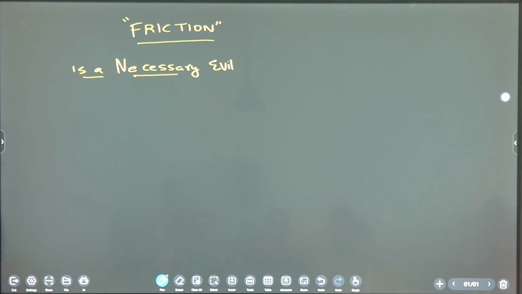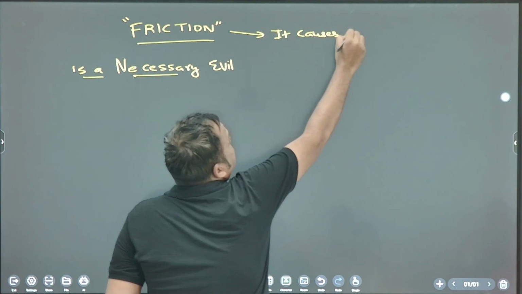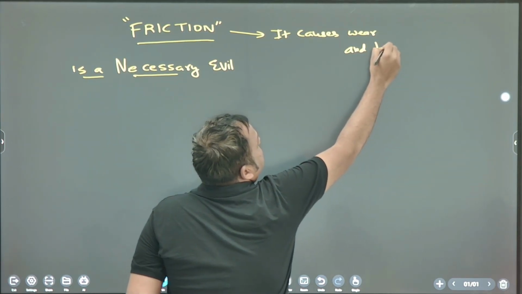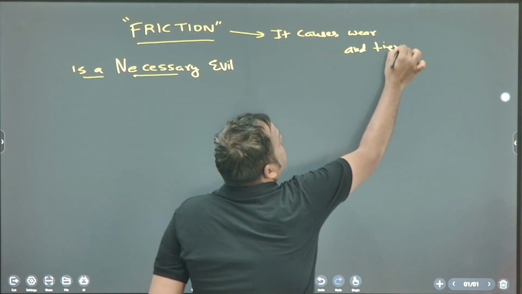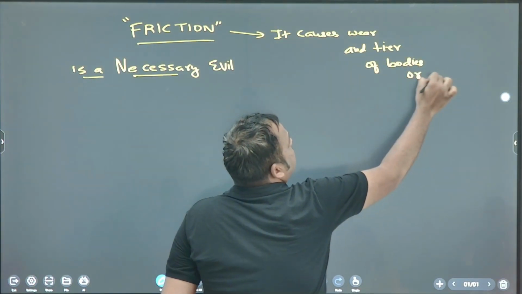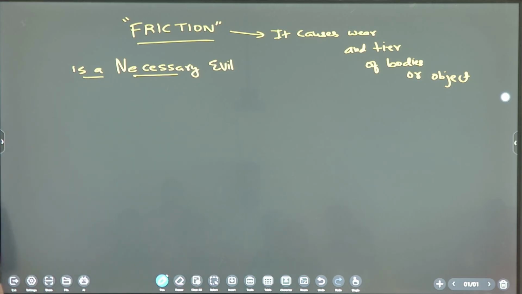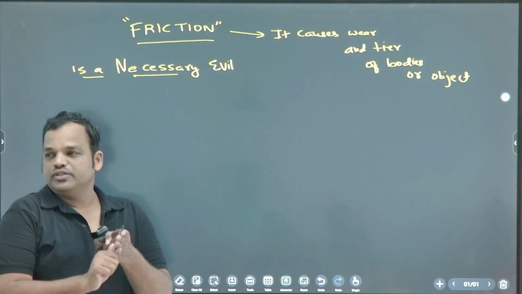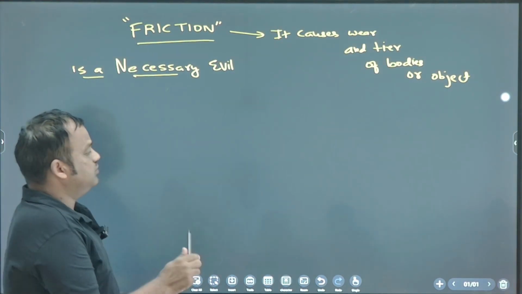Okay. So see, it causes wear and tear. Wear and tear, T-E-A-R. Wear and tear of bodies or objects. The machine parts are rotating, sometimes sliding. So two surfaces slide against each other. Correct. So that causes wear and tear.